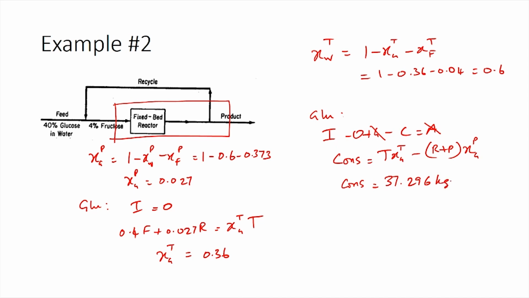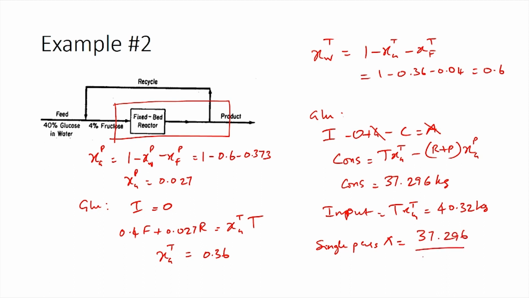Now that we have the consumption, we need to know how much glucose is entering the reactor. Glucose entering the reactor, which is the input, would be equal to T XGT. This is equal to 40.32 kilograms. So, single pass conversion would be glucose consumed by a single pass, which is 37.296, divided by glucose entering, which is 40.32, giving a fraction conversion of 0.925. So, this is the single pass conversion for the system given.